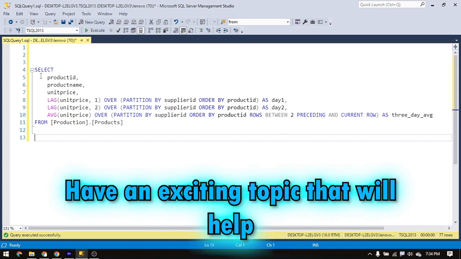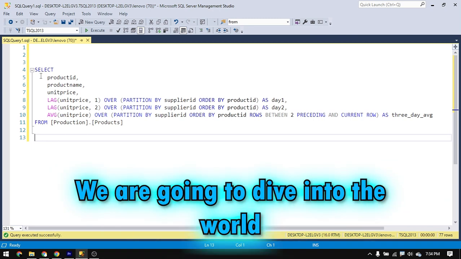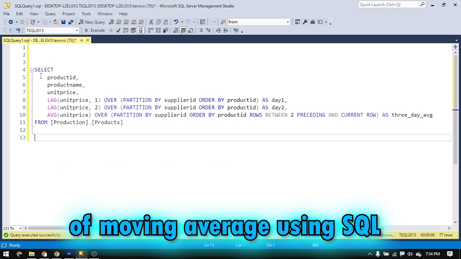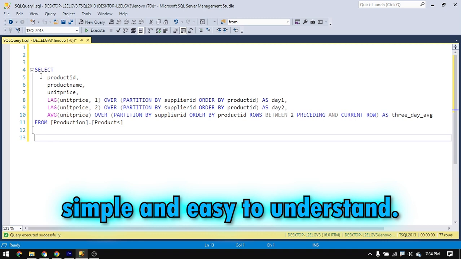Today we will have an exciting topic that will help you become a pro at analyzing data trends. We are going to dive into the world of moving average using SQL, and don't worry, we will keep it simple and easy to understand.